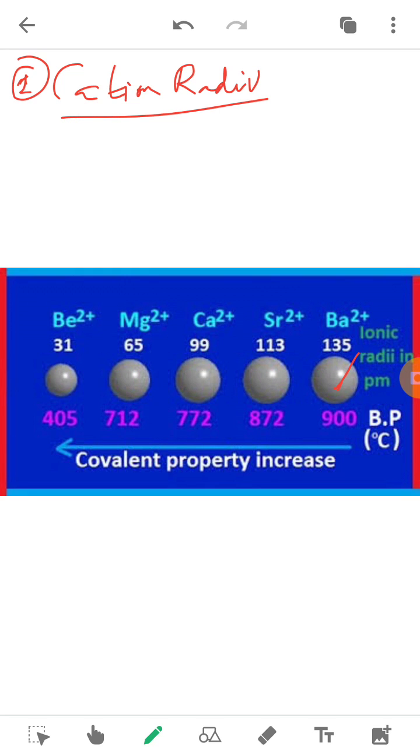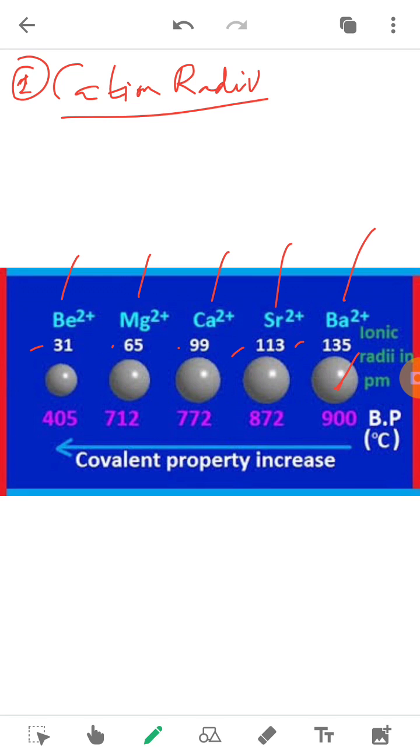Now, see, when we take the same charges of a cation with different radii, then what happens? This is the example I have shown in the image. First of all, understand that we have taken the example of the second group. In the second group, we have beryllium, magnesium, calcium, strontium and barium. Now, the ionic radii in picometers are given here numerically: 31, 65, 99, 113, 135. So it is increasing.